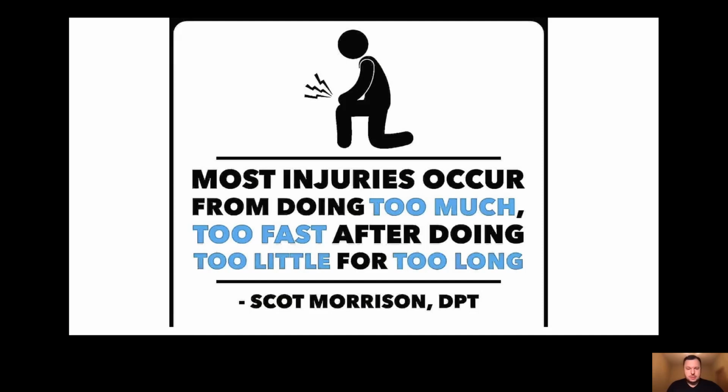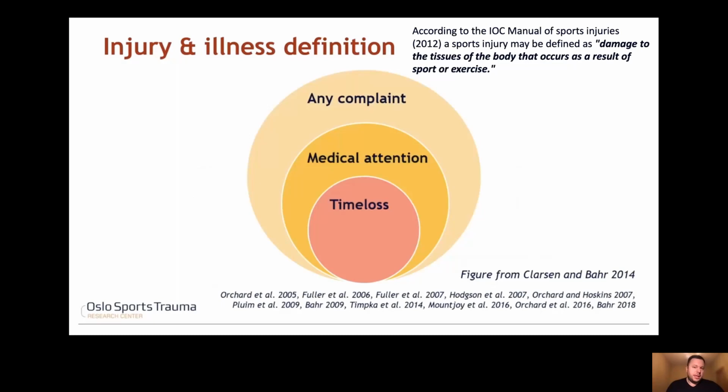Scott Morrison told us that most injuries occur from doing too much too fast after doing too little for too long. So these words are not 100% good in all situations, but especially talking about overuse injuries, they are very important words which we have to remember. But let's start from the beginning.